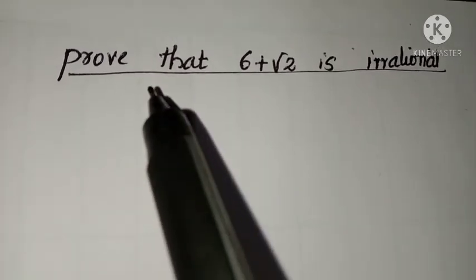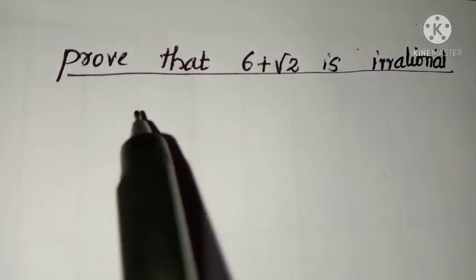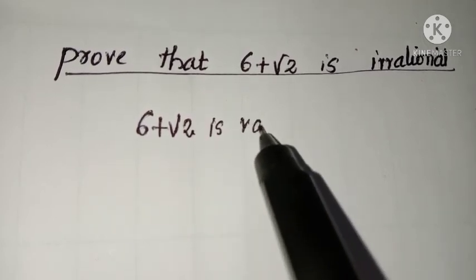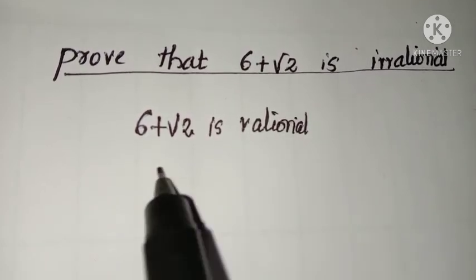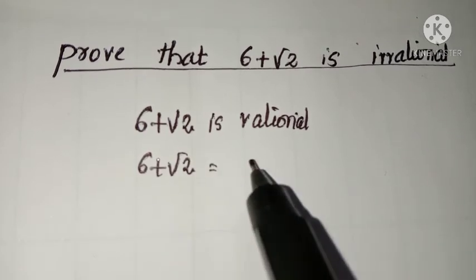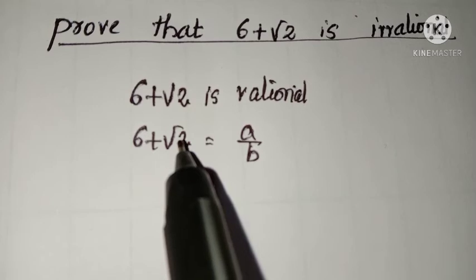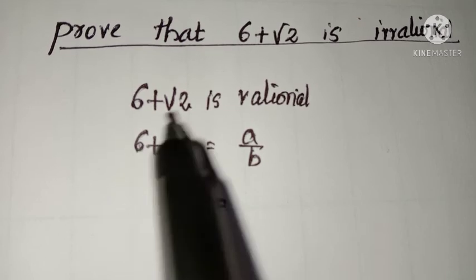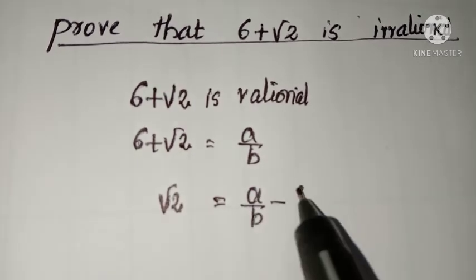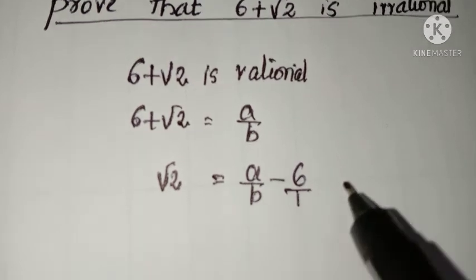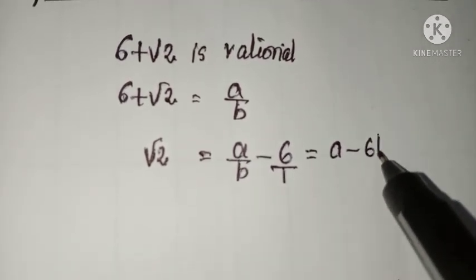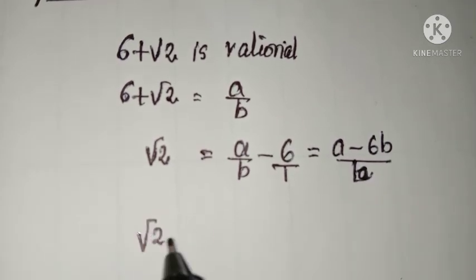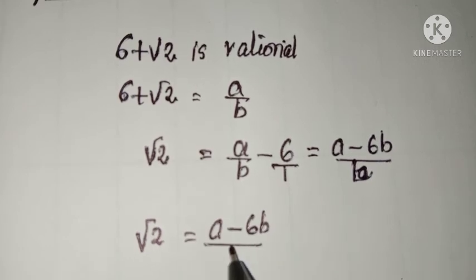Next one, prove that 6 plus root 2 is irrational. So assume by contradiction 6 plus root 2 is rational. If it is rational, then 6 plus root 2 can be written as a by b. Take this root 2 alone on the left side and shift this 6 to the other side. So this is a by b minus 6. Now take cross multiplication, we get (a minus 6b) by b. So root 2 is (a minus 6b) by b.